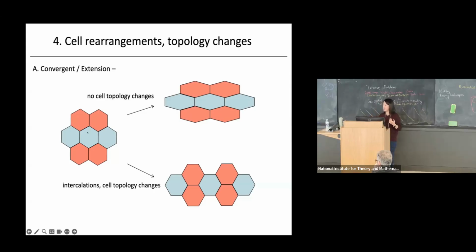Cells are flowing past each other. And this is another way to stretch this patch of tissue. So you get the same outline, but the cell topology is now actually different. The connectivity is different, right? So that's another way animals and plants, but mostly animals, control their shapes.